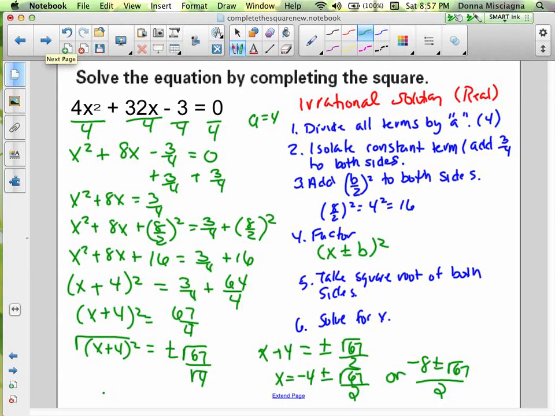Do not feel, however, that you need to change your answer to that one. But I do want you to be able to recognize that those are equivalent to one another. And so if you're taking a multiple choice test and the answer choice is negative 8 plus or minus the square root of 67 divided by 2, I don't want you to go, my answer is not there. Because it is there, it's just written differently.